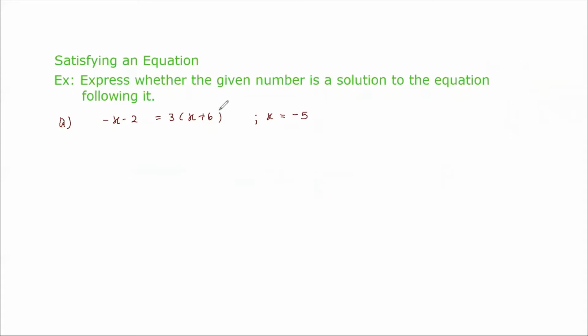Satisfying an equation. So this one, see our example, okay, express whether the given number is a solution to the question following it. In the example, the question gives you this: minus x minus 2 equal to 3 times x plus 6. When they give you the condition x equal to -5, that means you just replace the value of x in the equation, and then you solve the equation, to see whether this is correct or incorrect.